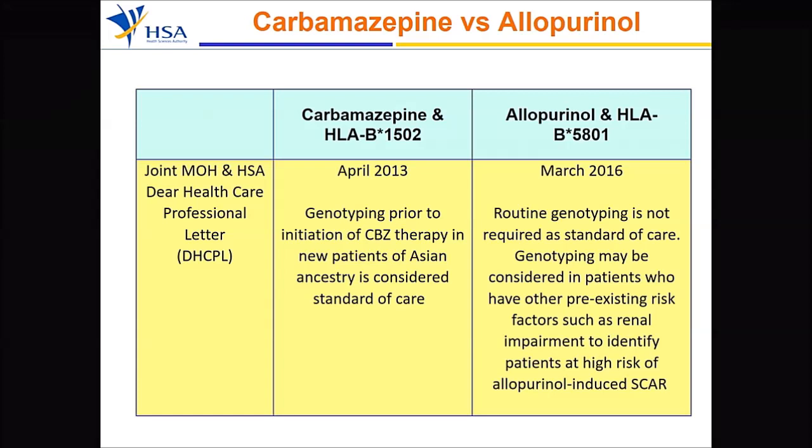In 2016, we came out with our recommendation with allopurinol, saying that it's not required as standard of care, but it could be considered in patients who have other pre-existing risk factors. An important one that was looking like it was important for us to consider is renal impairment.